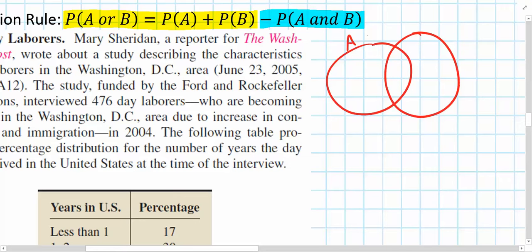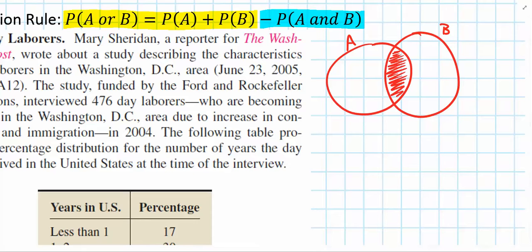And if we had event A and event B labeled in a Venn diagram, we don't want to simply add the probability of event A with the probability of event B, because there's an overlap here in the center of those probabilities. And so we correct that with this additional piece of the rule.